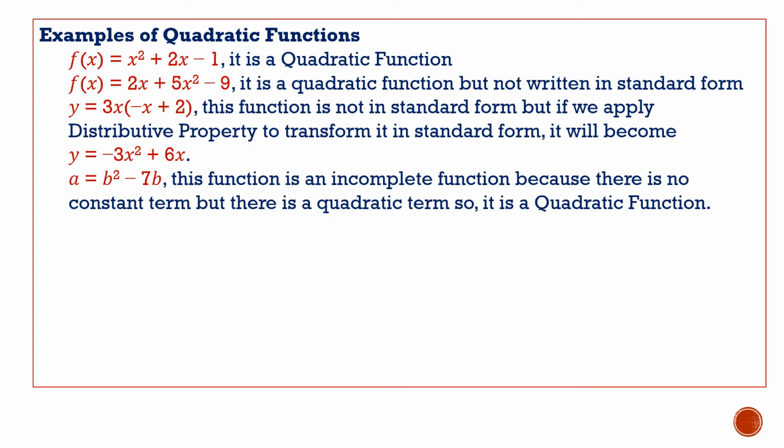Another example, we have a is equal to b squared minus 7b. This function is an incomplete function because there is no constant term, but there is the quadratic term, so it is a quadratic function. Let's have some examples of not quadratic functions.